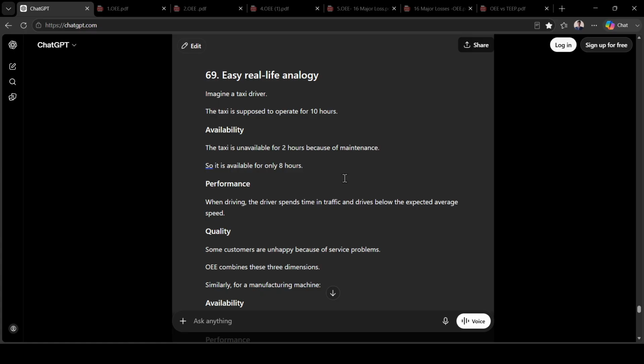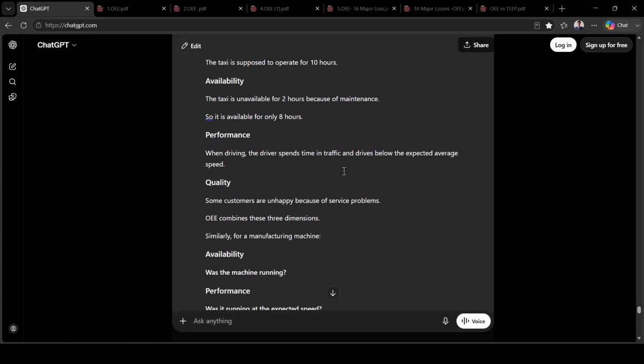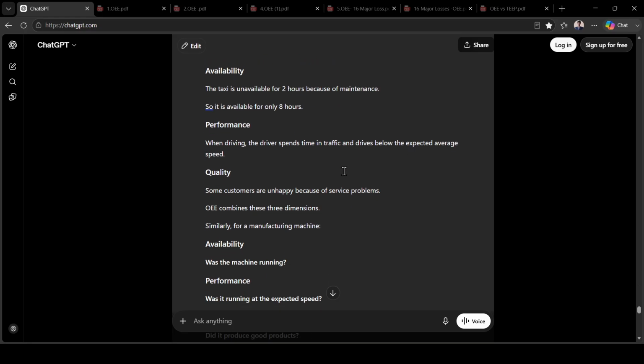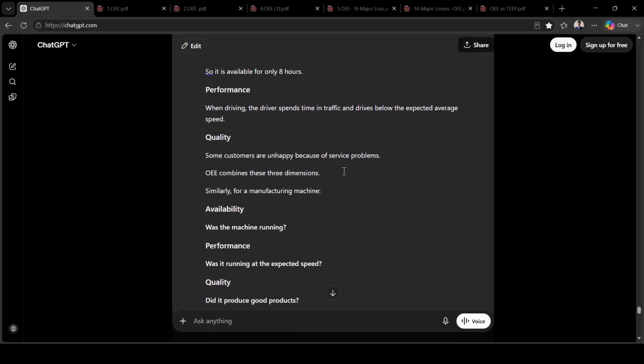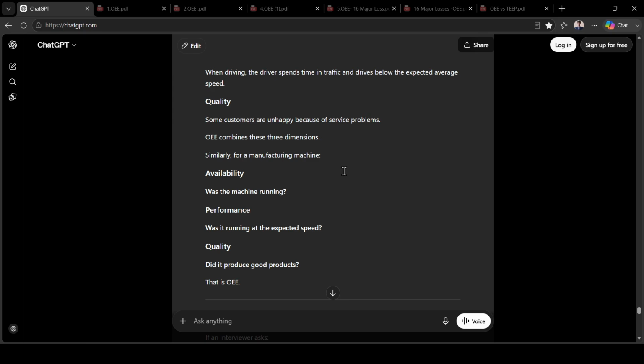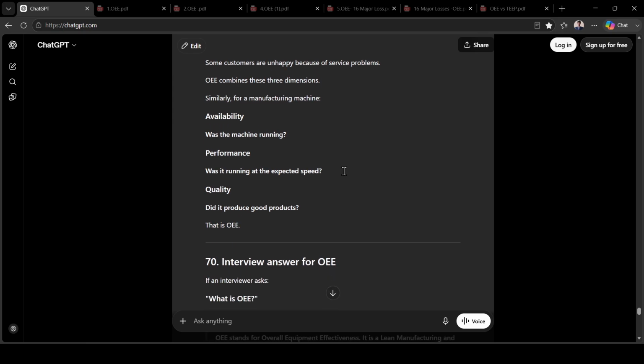Performance: when driving, the driver spends time in traffic and drives below the expected average speed. Quality: some customers are unhappy because of service problems. So we combine these three dimensions. Similarly, for a manufacturing machine: availability, was the machine running; performance, was it running at the expected speed; quality, did it produce good products.